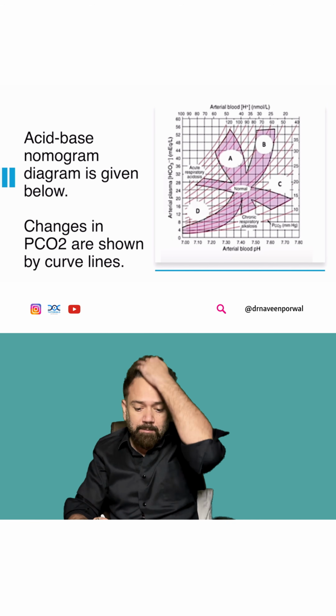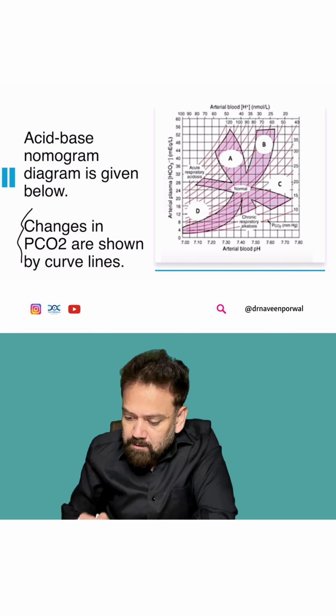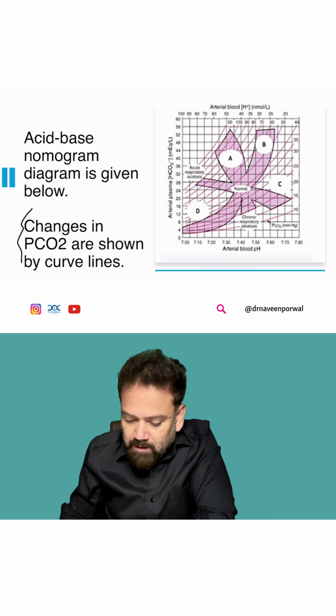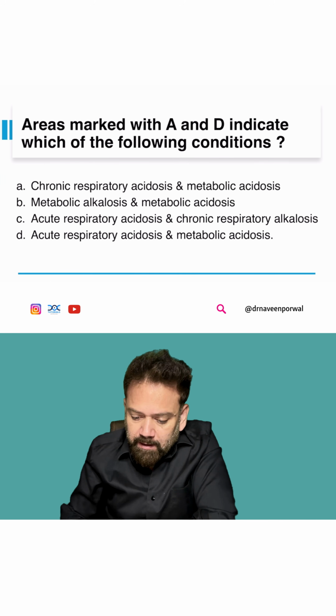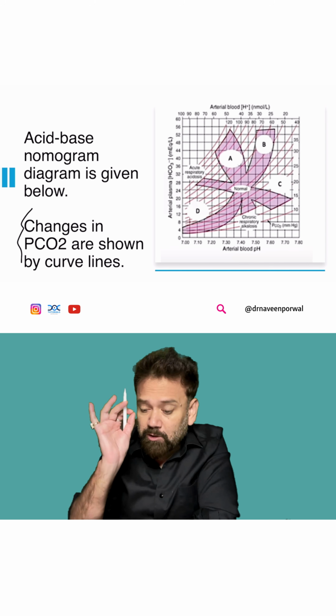Acid-base nomogram diagram is given below. Changes in PCO2 are shown by the curve line. Okay, so these curves are for CO2. Now, the areas marked A and D indicate A and D. These are very simple questions if you know the concept.